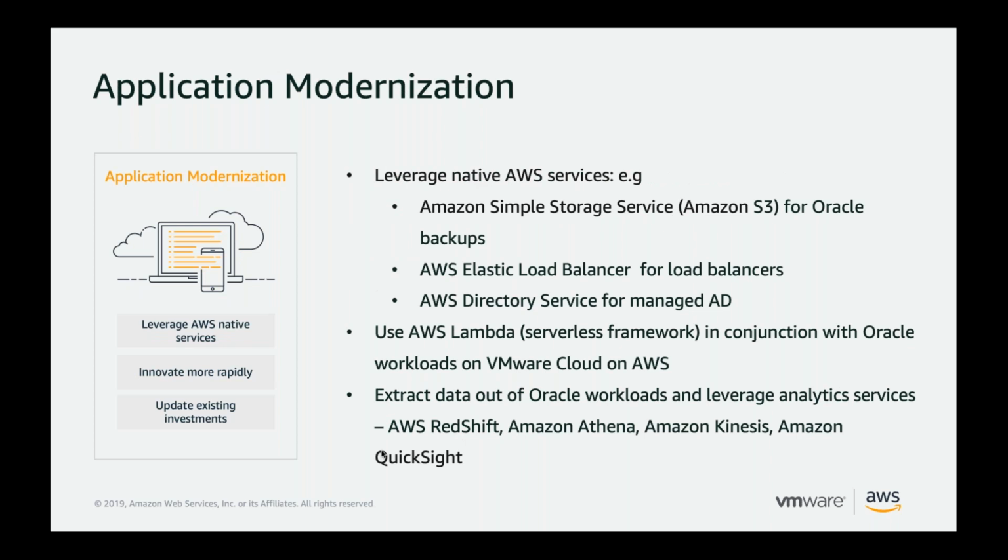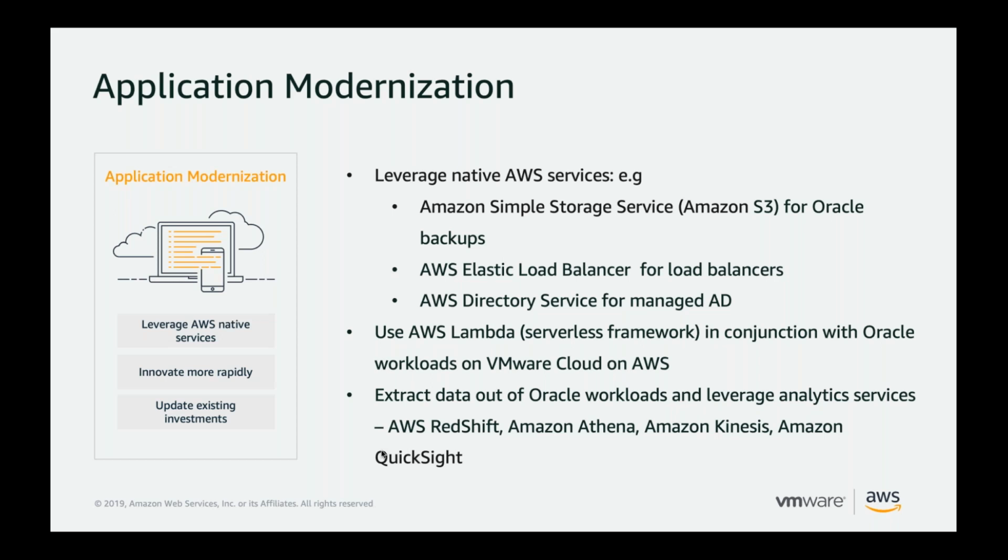With VMware Cloud on AWS, we are able to leverage the native AWS services. For example, the Amazon Simple Storage Service, Amazon S3 for Oracle backups, the AWS Elastic Load Balancer for load balancing, AWS Directory Service for managed AD. So we are now able to provide modern capabilities to legacy applications and thereby make them more robust, modern, scalable, and able to meet the business demands.